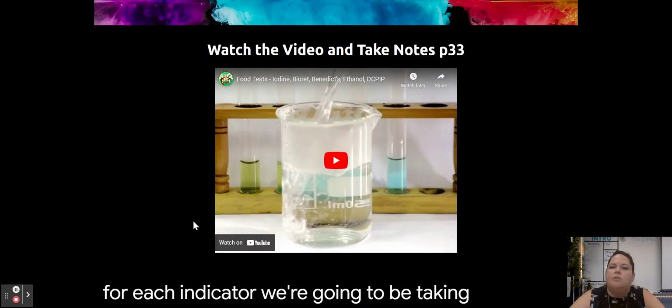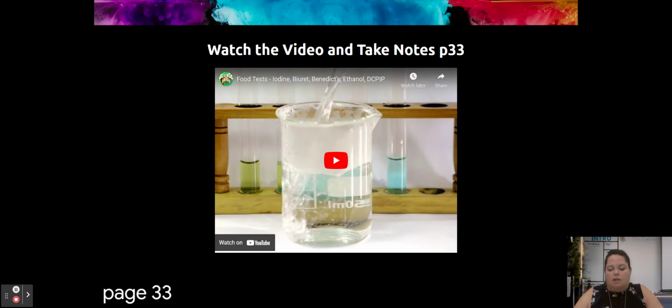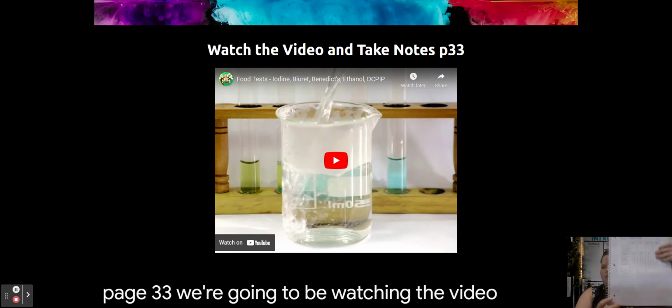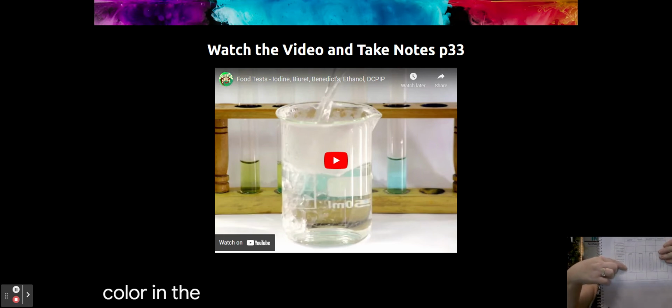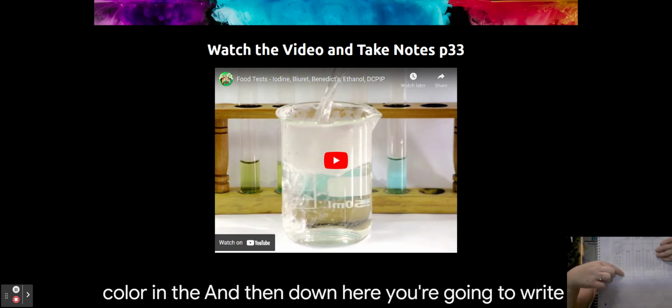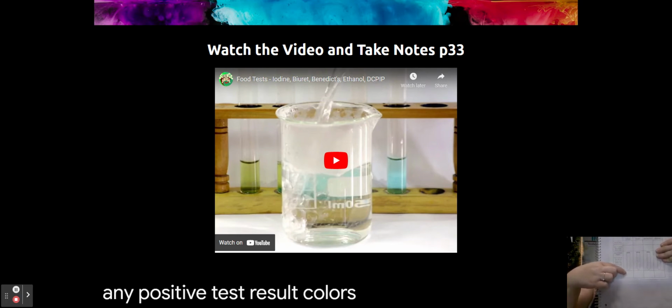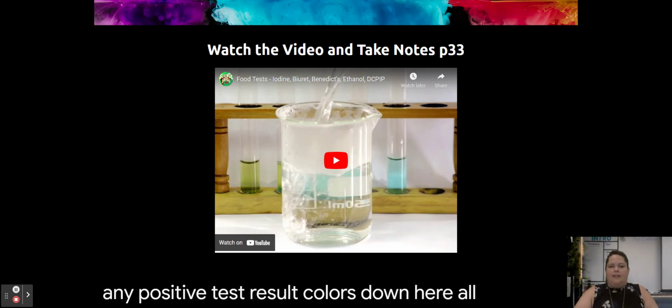We're going to be taking notes on page 33. We're going to be watching the video. So this is what your notes look like. Here, you're going to color in the most prominent positive color, okay? And then down here, you're going to write any positive test result colors. All right, let's get started.